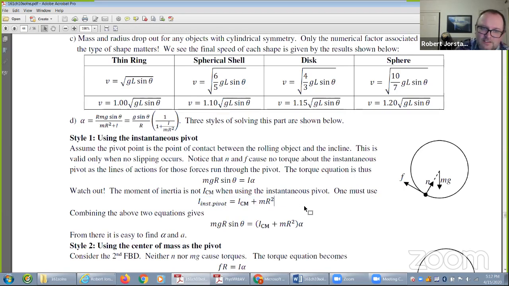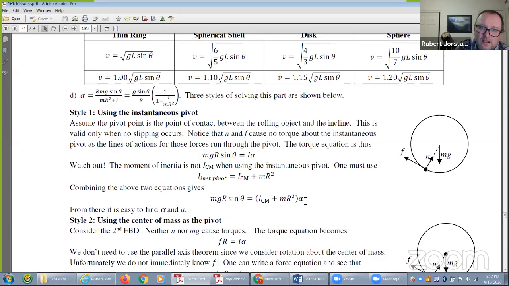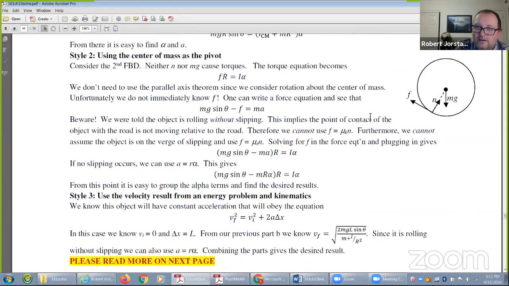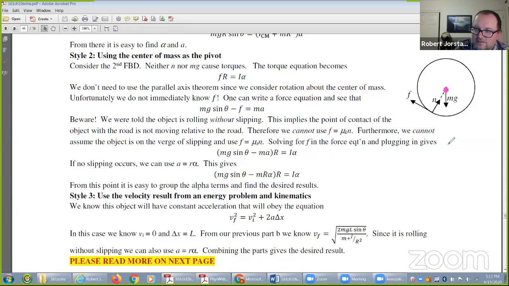All right, style 2. If you use the center of mass as the pivot, now think about this. This is also valid. We get two choices for this one rolling problem. In this case, mg, line of action, mg causes no torque. Normal force causes no torque. So in this case, friction causes the torque. And now it's rotating about the center of mass. That is I center of mass.